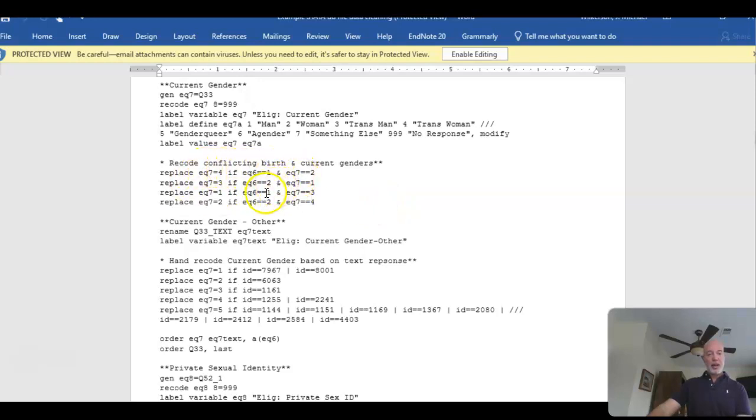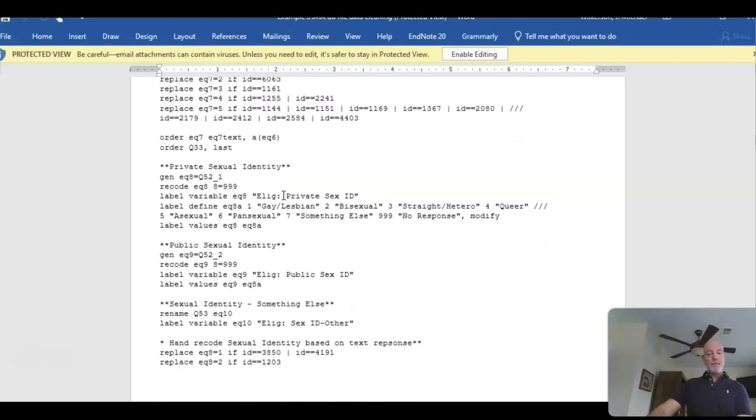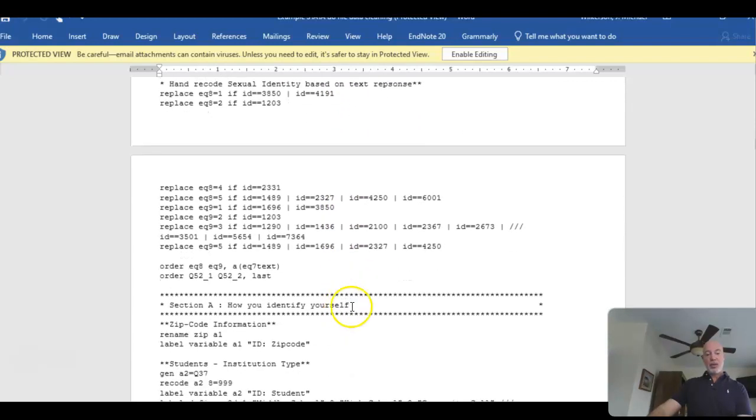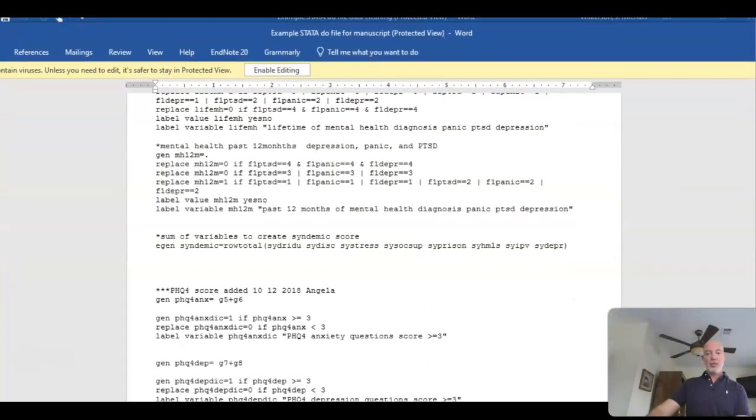If someone had a conflict between sex at birth and current gender, that was our term for identifying trans folks. We were using these codes to pull those people out. This gets into sexual identity. I'm not going to get into that today, but there is code for sexual identity if you're interested in it and how we do that. And further down, there's code on outness. So I wanted to share those codes and just show you where to find codes that we typically use when we're creating our files.